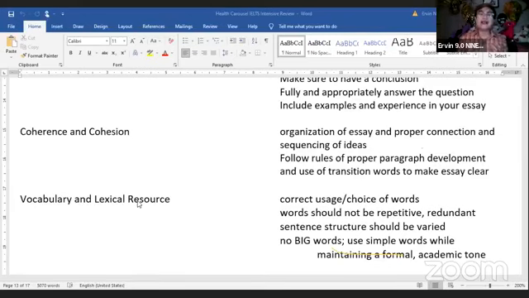Now, for vocabulary and lexical resource, someone asked me, so sir, what if I am planning to target 9 for lexical resource? Am I required to use idioms? Okay, let's go back to the word required. Are you required? No. If you use one idiom correctly in your essay, as long as it's in the right context, go ahead. But please don't try to force idioms in every sentence or in every paragraph because it's just not natural.